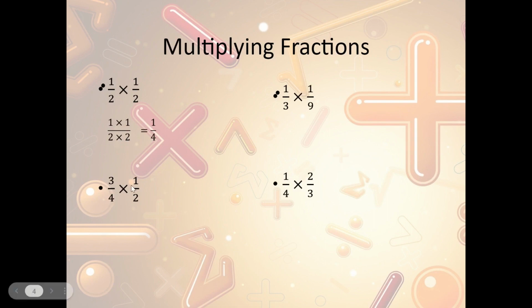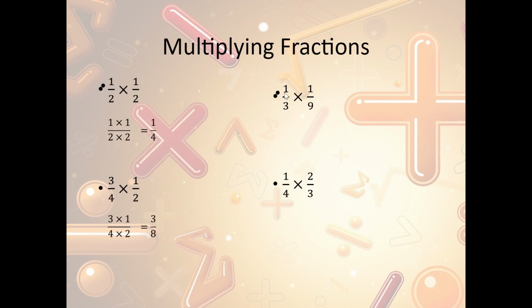Now we have 3 over 4 times 1/2. Denominators don't match. That's okay. We don't need them to match. So we're just going to multiply the numerator, 3 times 1, and the denominator, 4 times 2. So we get 3 times 1 is 3, 4 times 2 is 8, so we get 3 over 8.